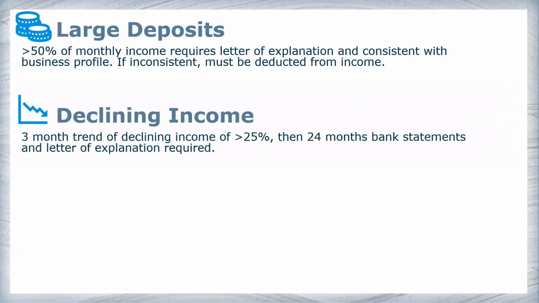The second is declining income. So if you see a trend of 3 months of declining income that's greater than 25%, then we're going to need 24 months of bank statements and a letter of explanation.